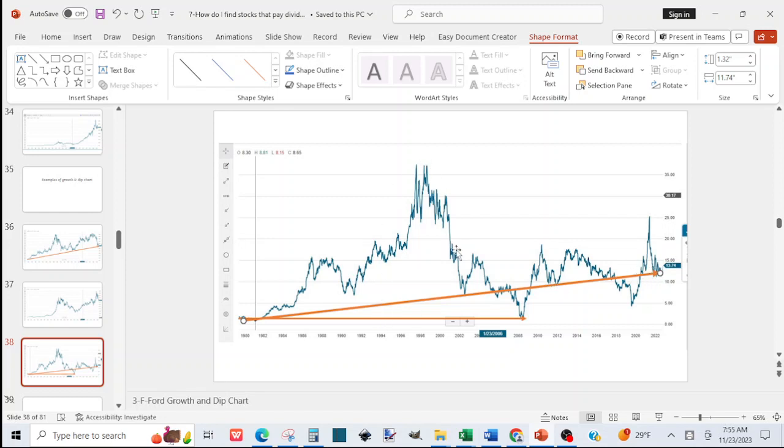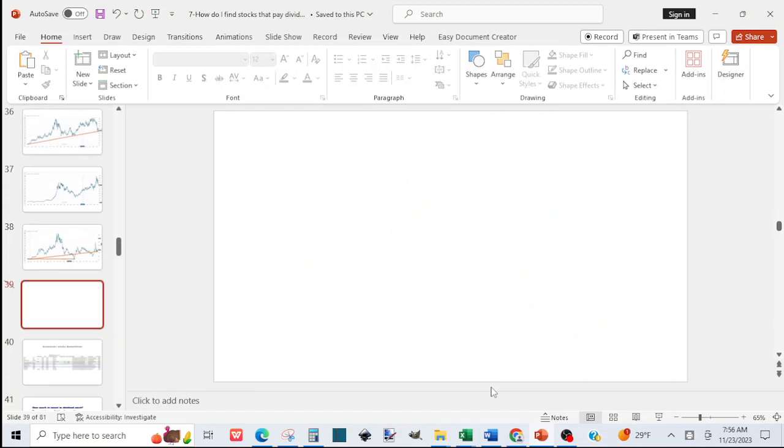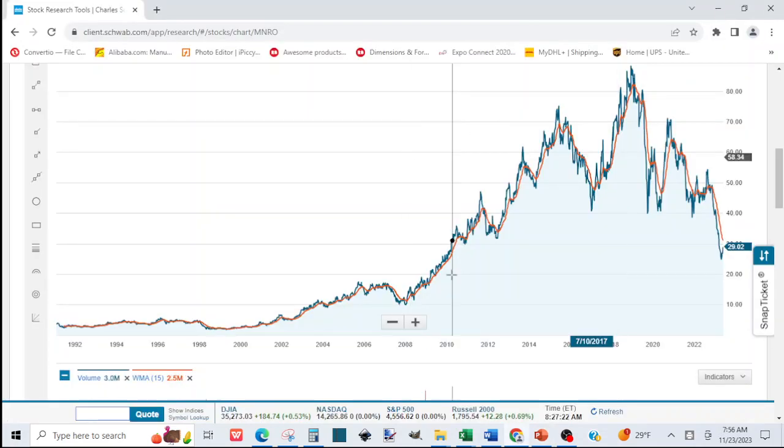It has big growth, it has big dip. It's growth and dip, but I do not like the dip on this chart. The dip should not be as low as the original price they were selling at when they went public. So now that we have an idea on those charts, let's go back to our chart here and analyze it.